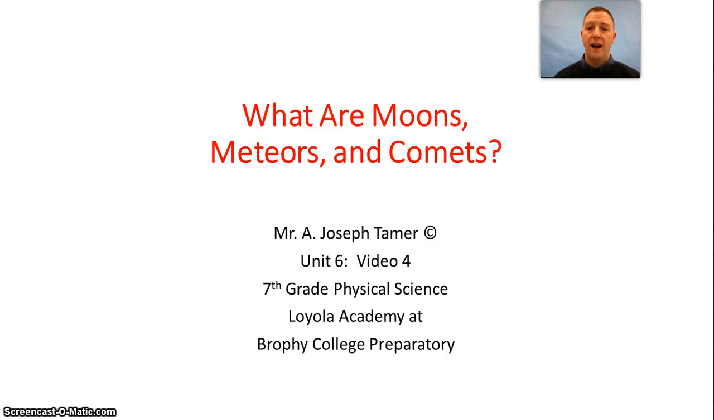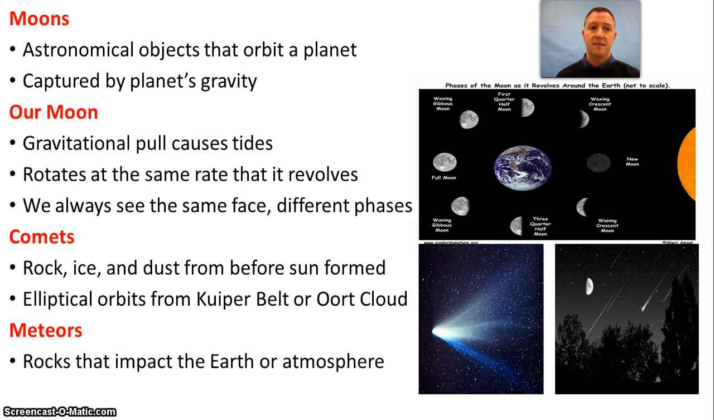All right, we're on lesson 4, scholars. So we've already talked about the night sky and astronomy in general. We've talked about stars. We've talked about planets. Now let's finish the whole list of objects with moons, meteors, and comets.